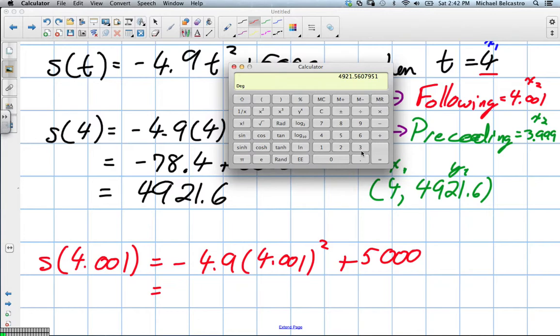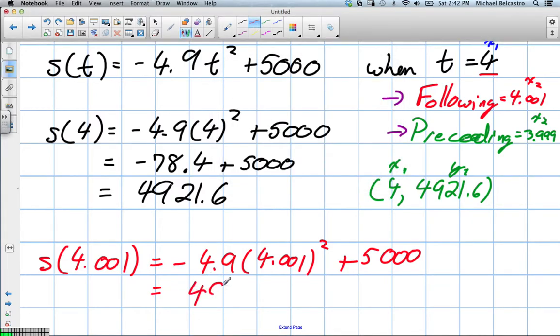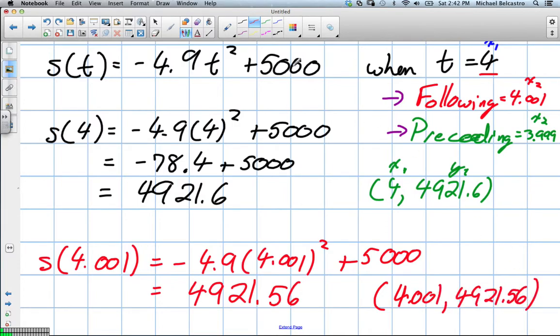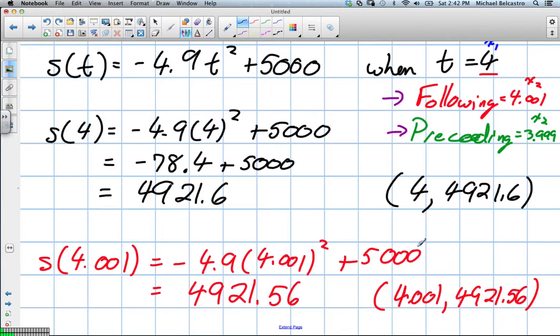4921.56. So there's a very small difference between those terms, but there is a difference. At 4.001, this value is 4921.56. Now I'm just going to change this into black because I'm going to do the other question in green. So just so we can have an idea of our differences here, 4921.6. So that was for following.